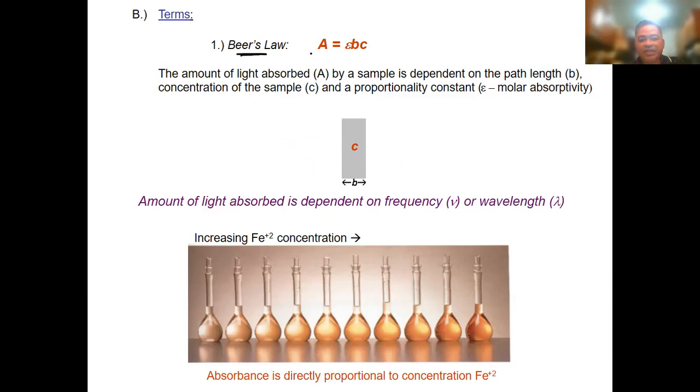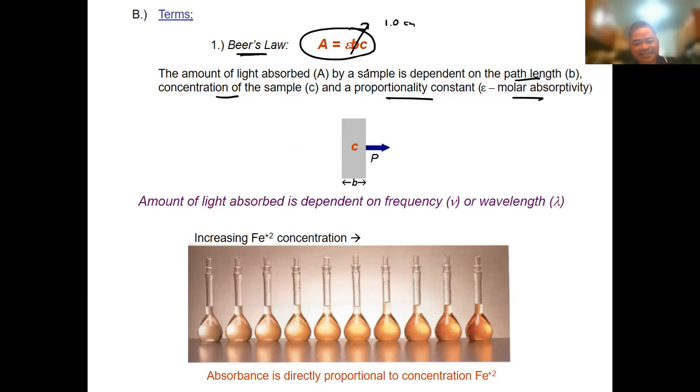So based on what we call Beer's law, the absorbance, or the light that is absorbed by the sample, is dependent on the path length, the concentration of the sample, and the proportionality constant, or the molar absorptivity. So usually, we always set this as what? The letter b. What unit do we usually use for that? 1 centimeter, po. 1 centimeter.